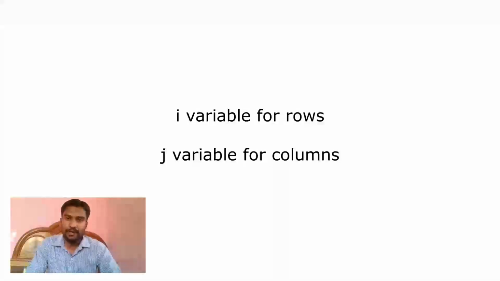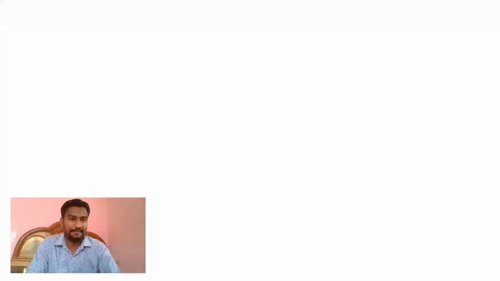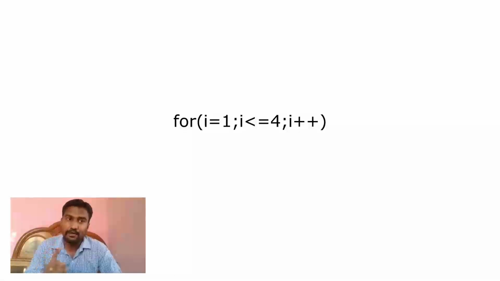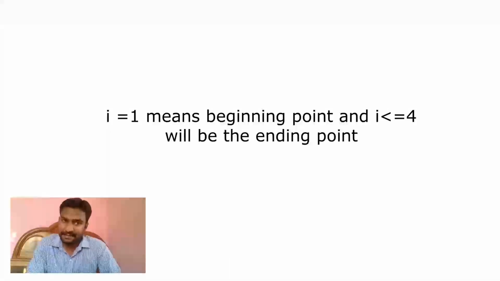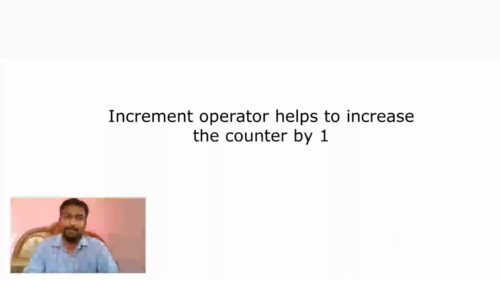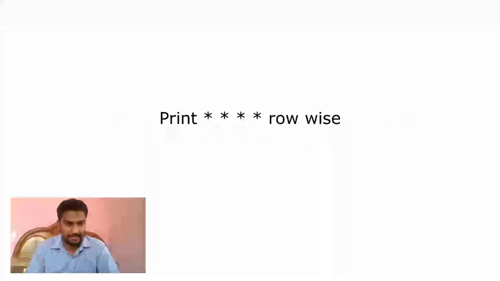So what we can do is write the syntax as for (i = 1; i <= 4; i++). Here the syntax says i = 1 means the beginning point is 1 and the ending point is 4. i++ is the increment operator. It is used to increment one after the other.